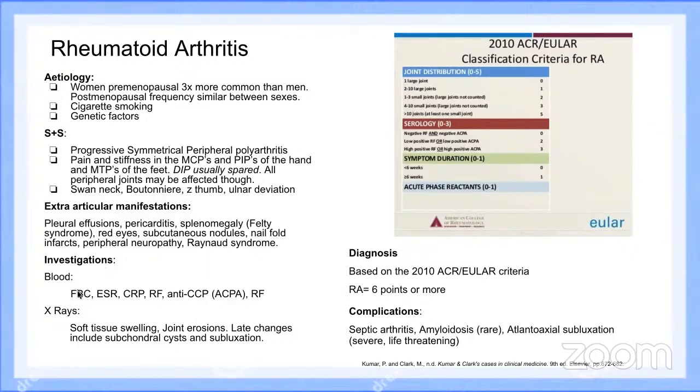Important investigations would be FBC, looking for anemia of chronic disorder, raised inflammatory markers, and then positive rheumatoid factor and anti-citrullinated peptide antibodies. You would use these to make a diagnosis, for which the criteria is on the right-hand side, and one would require at least 6 points to confirm a diagnosis. Also, to aid in your investigations, you would use X-rays. You would see soft tissue swelling, joint erosions in early stages, and late changes include subchondral cysts and possible subluxation.